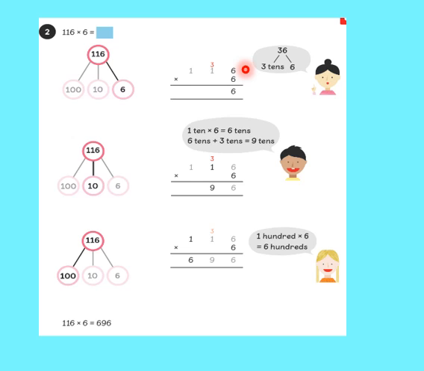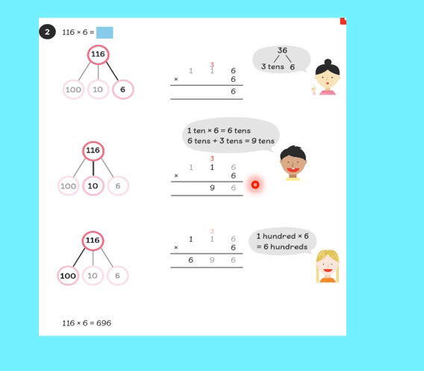Now we might have a problem here. This is a column method. Can I put 36 ones here? I can almost hear you shouting no at your screens. You're quite right, we can't. But Ruby's reminded us that 36 is made out of 3 tens and 6 ones. So we can put the 6 ones here and put the 3 tens up here in the tens column to remind us that they're there.